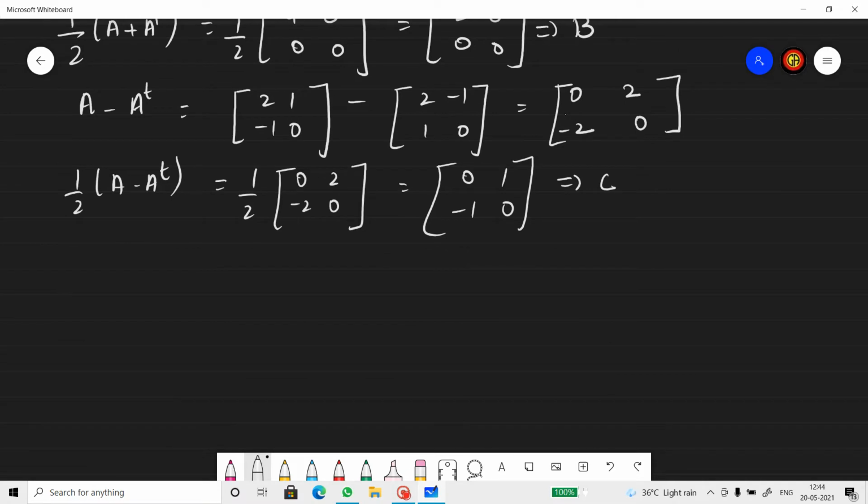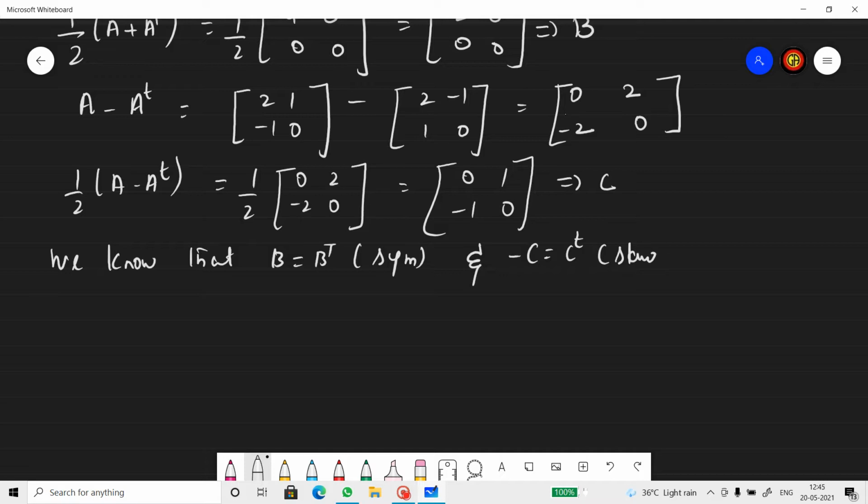Now, we know that B equals B transpose because it's a symmetric matrix. You can do that and verify. And C transpose equals minus C. So that's a skew symmetric matrix. So now A equals B plus C.